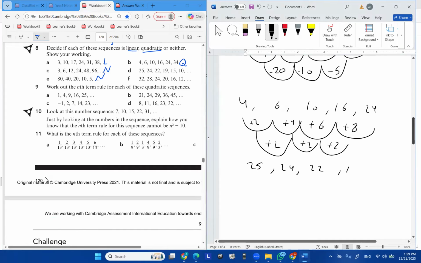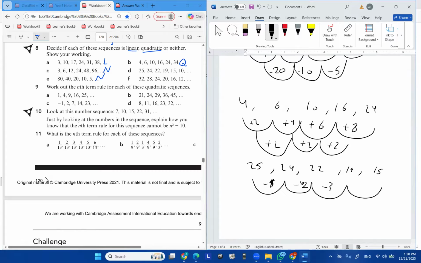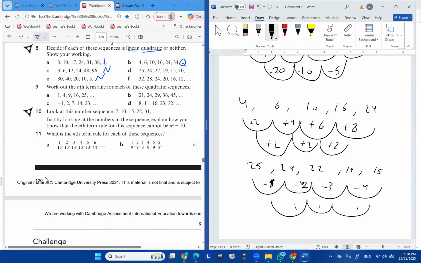Look at this here. Minus 5, minus 4, we said here 25, 24, 22. Minus 1, sorry, I was just thinking about another question right now. All right, so here this is minus 1. 24 becomes minus 2 to become 22. Then I minus 3. Then I minus 4. The second difference between each one and the other is 1, 1, 1. So here what do we have? It is quadratic.